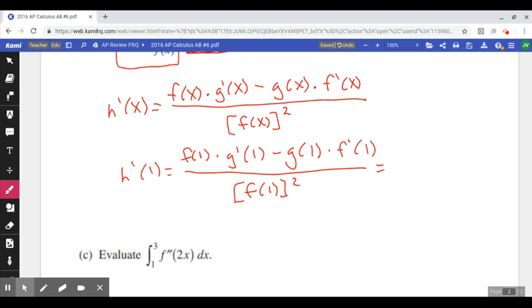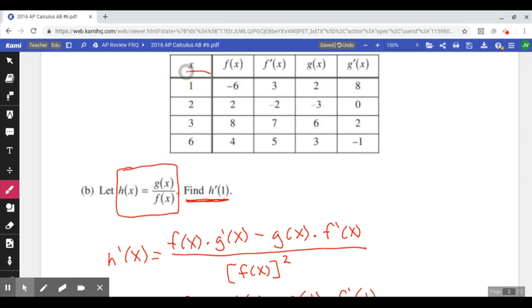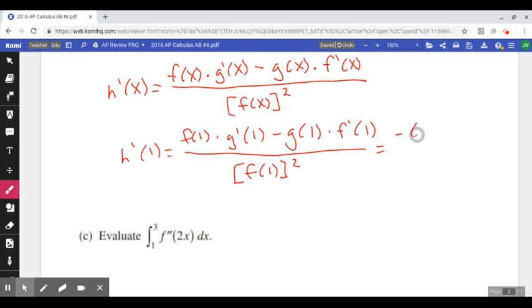We'll look at the table for some of these values now. We'll actually need to know f, f prime, g, and g prime. And the x value here is 1. So that's going to be this top row right here. All of your values are right here. So it looks like f is -6. So we'll write -6 here. And in the denominator, we can write -6 squared.